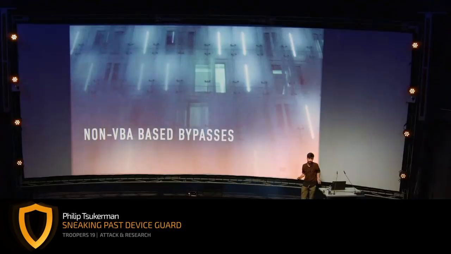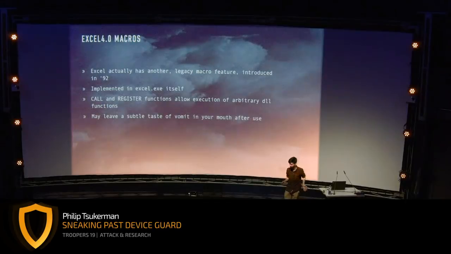Well, we stopped using VBA macros, so the next thing we're going to use is more macros, but just worse. Excel has another macro feature that was introduced in '92 called XL4 macros, or XLM macros. This is implemented in Excel.exe itself. It actually gives you a couple of primitives for arbitrary execution, because the CALL and REGISTER functions allow you to basically take a name of a library, a name of a function, some really gross way to represent the arguments of the function, and then just call it. So it's disgusting, but it works.